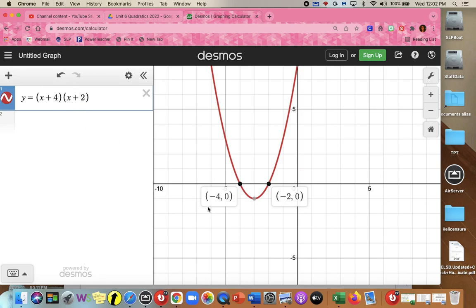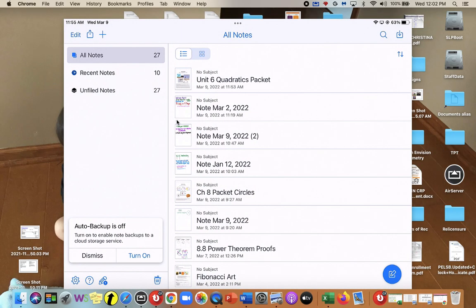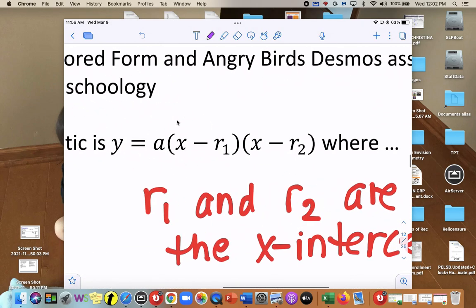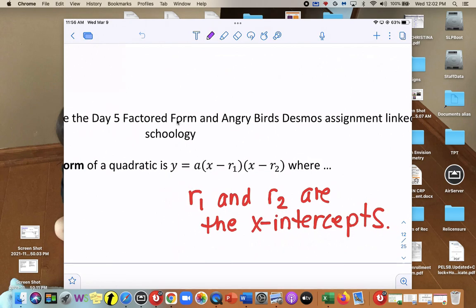So the main idea, again, for factored form is if you see these parentheses, these are factors, they multiply to the quadratic, and the opposite of what's inside the parentheses are the x-intercepts, or the zeros. So that's the main idea, and we will review that and continue on in our investigation of quadratics tomorrow.